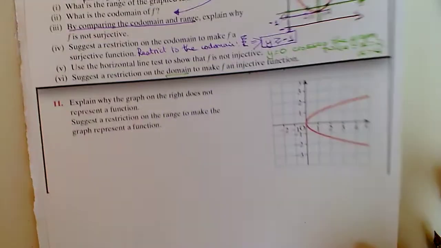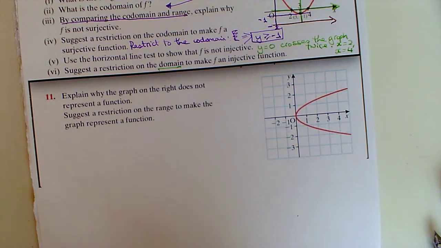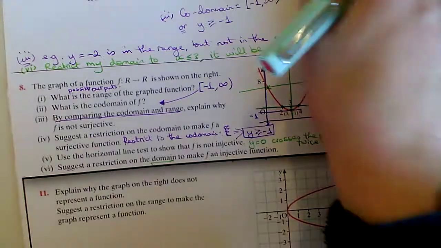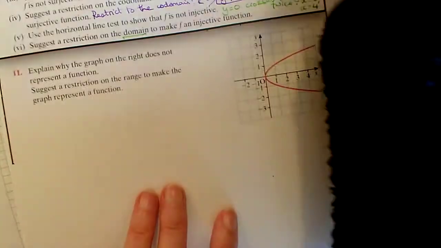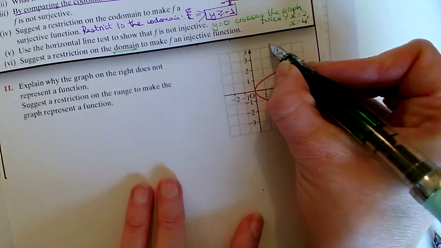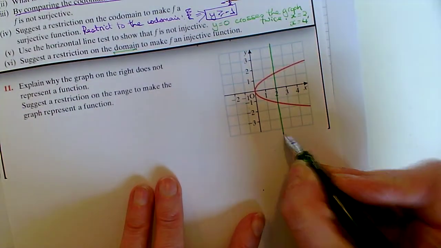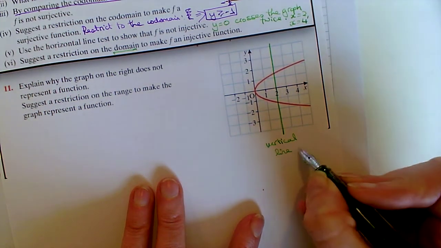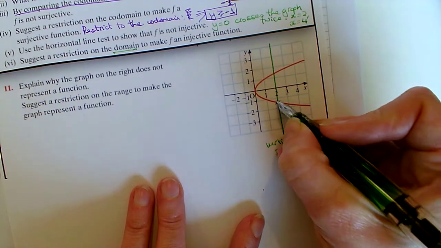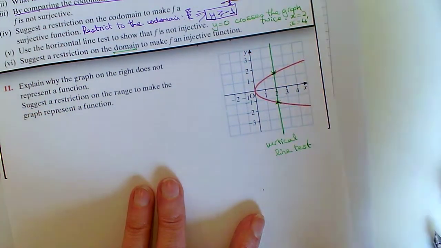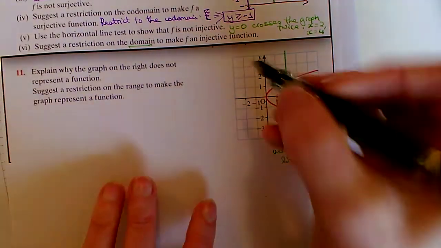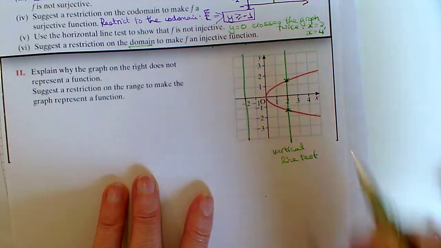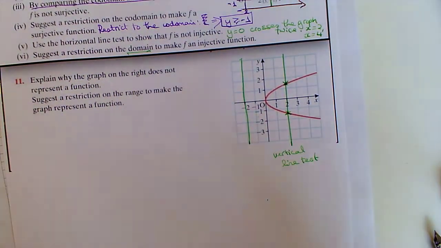Now, in question 11, explain why this graph is not a function. So you'll remember we've got our horizontal line test for types of functions. But what about if something isn't a function? Well, it's not a function if it fails the vertical line test. If I can draw a vertical line that either doesn't cross my graph at all or crosses it multiple times, then it can't be a function.